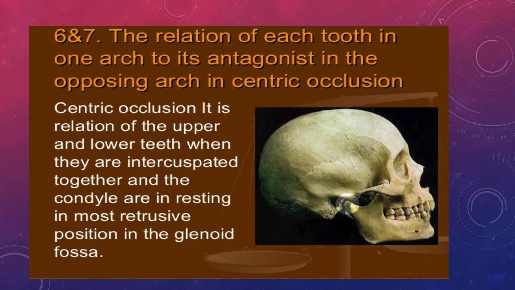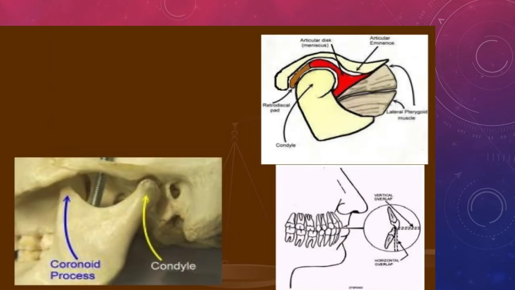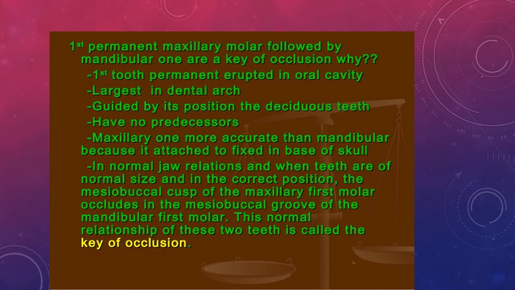The relations of each tooth in one arch to its antagonist in the opposing arch in centric occlusion. You can look again at the mandibular joint. The first permanent maxillary molar, followed by the mandibular one, is the key of occlusion. Why? It is the first permanent tooth erupted in the oral cavity, the largest in the dental arch, and occluded by its possible positions as the deciduous teeth have no predecessors. The maxillary one is more accurate than the mandibular because it is attached to fix it in the base of the skull.